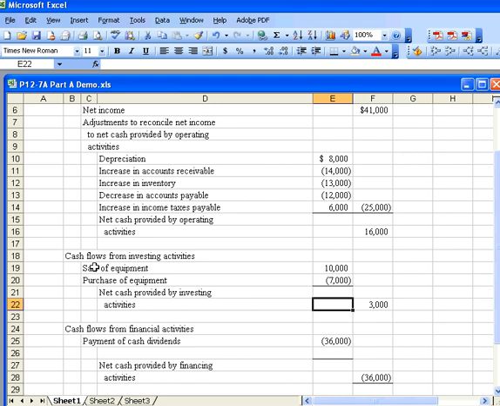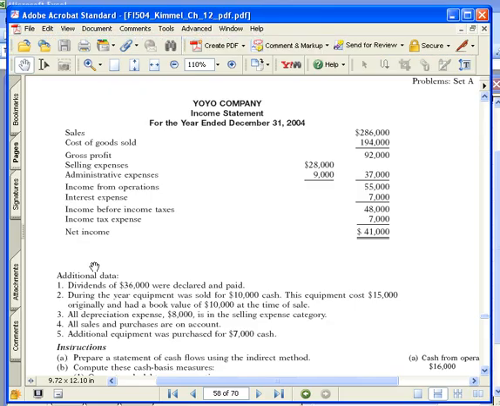As a result, we've now calculated our cash flow from investing activities given the information we have. It's an increase of $3,000. Let's take one more look at what else we have in here.